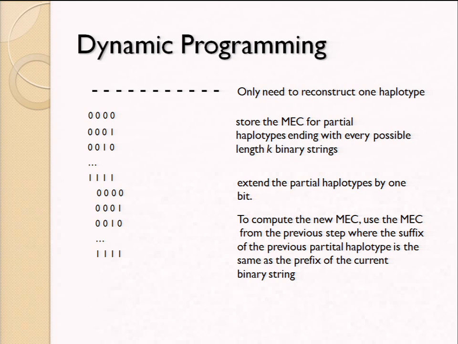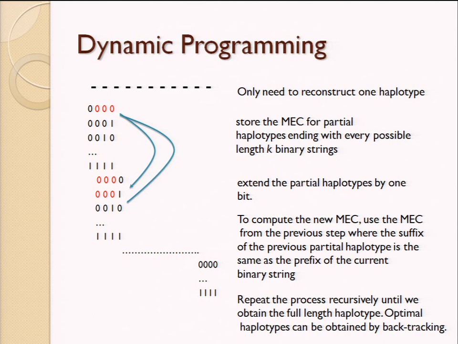For example, to compute this for the partial haplotype ending with this binary string, we want to use the partial haplotype ending with this one, because the prefix of this is the prefix of these two. We do this recursively until we obtain the full haplotype, which can be obtained by tracking back from this cell.